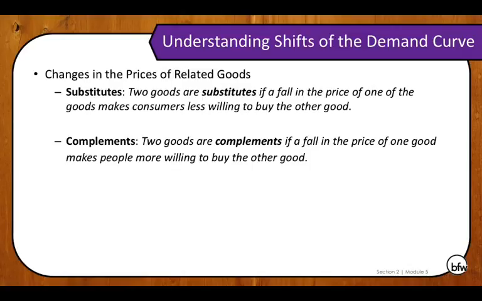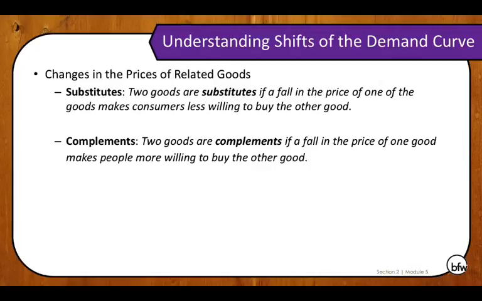But there can also be a change in the price of related goods. Now, not all goods are related to each other, but some goods are related to each other. And when they are related to each other, they are related in one of two ways. They are either substitutes for each other, meaning that one good can stand in place of or replace another good, or they are complements of each other, meaning that the two goods go together and they are purchased at the same time.